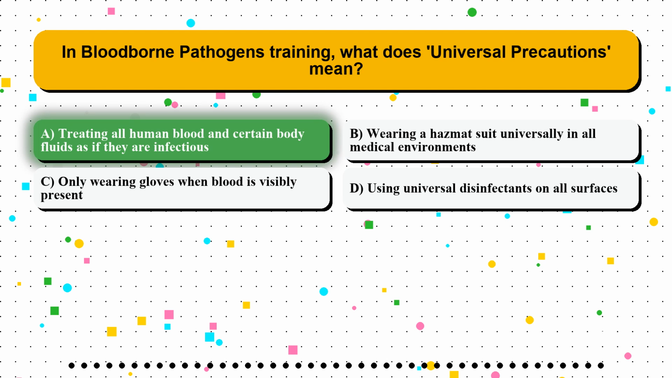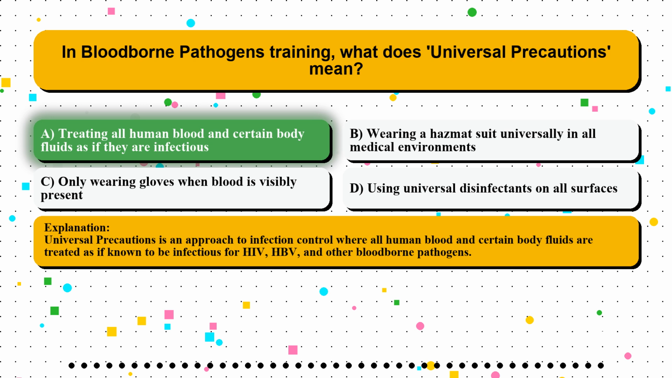The correct answer is option A, treating all human blood and certain body fluids as if they are infectious. Universal precautions is an approach to infection control where all human blood and certain body fluids are treated as if known to be infectious for HIV, HBV, and other bloodborne pathogens.